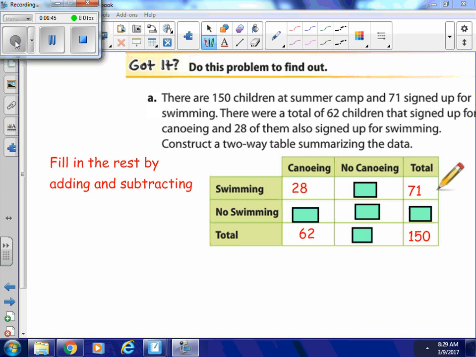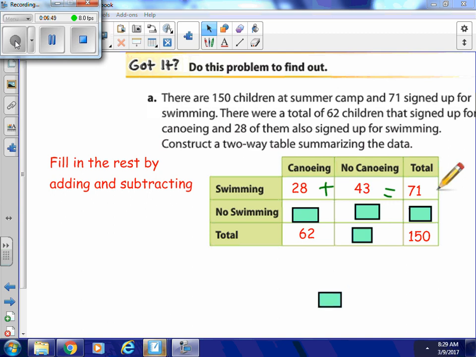Let's compare. 28 plus some number equals 71, and that would be 43. We can also add up this way. 71 plus some number is going to equal 150, and if I subtract, I'll get 79. Now what can we do?